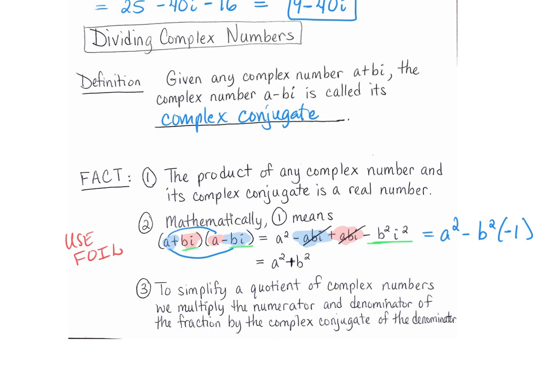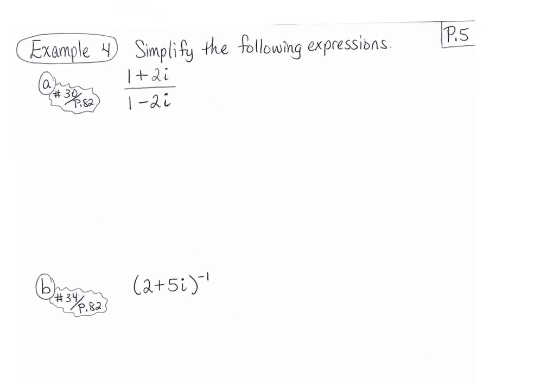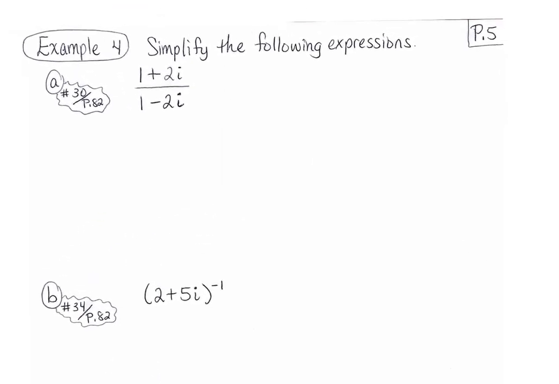Okay, so let's go through a few examples. So let's simplify the following expressions. Here, we have 1 plus 2i divided by 1 minus 2i. What do we need to multiply by to simplify this expression? The complex conjugate.